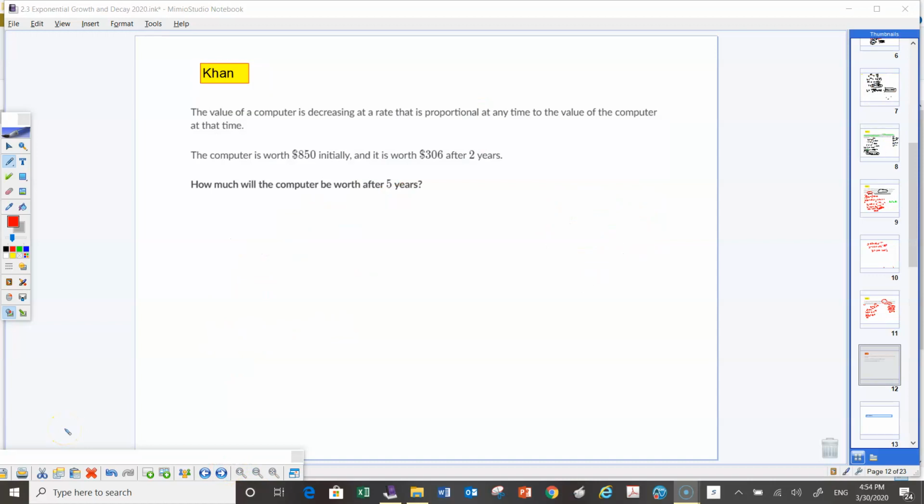In our next example, we look at the value of a computer decreasing at a rate proportional to its current value or initial value. And in this question, it tells us that the computer was worth $850 initially, and it is worth $306 after 2 years. And they want to know how much the computer will be worth after 5 years.